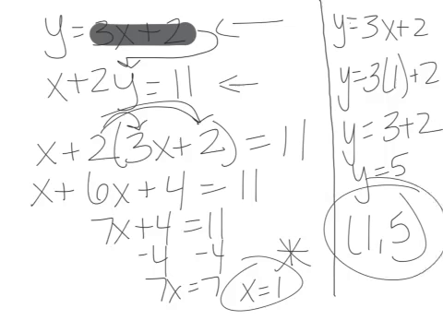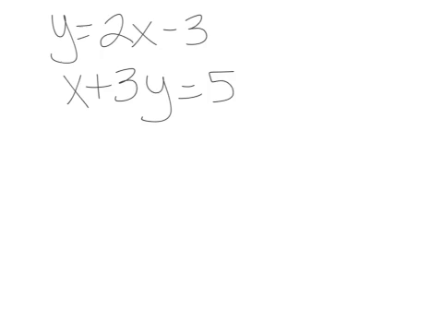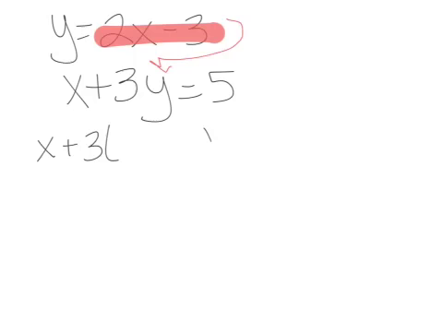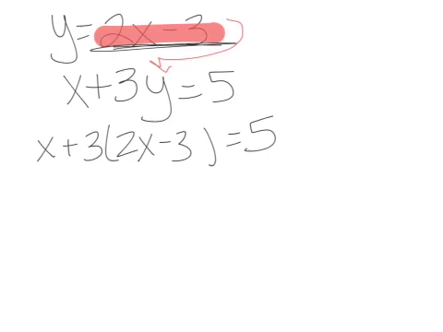So let's look at another one. So this one, same idea. I know what y is. I know that y is equal to 2x minus 3, and I'm going to plug that in for y of this equation. So I would have x plus 3 times whatever y is. Well, y is this right here. So 2x minus 3, and that's still equal to 5. And I get that from just finishing out that equation.